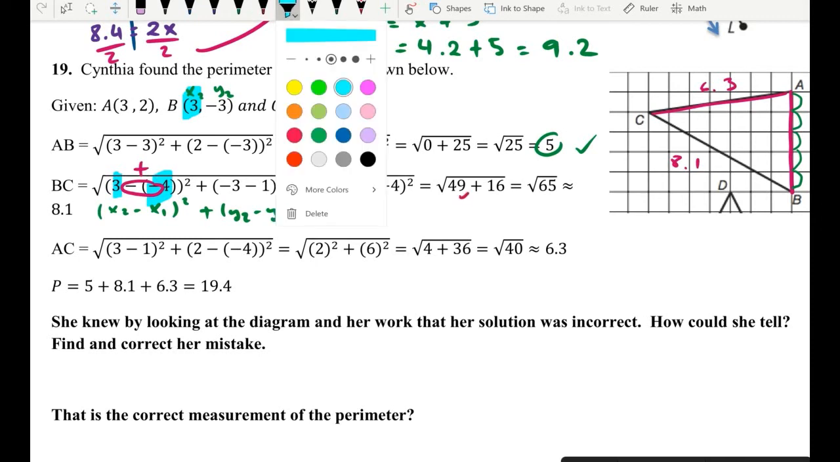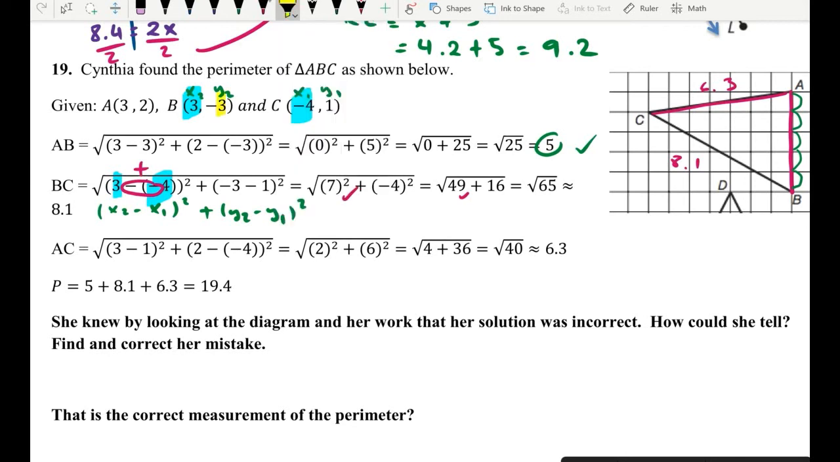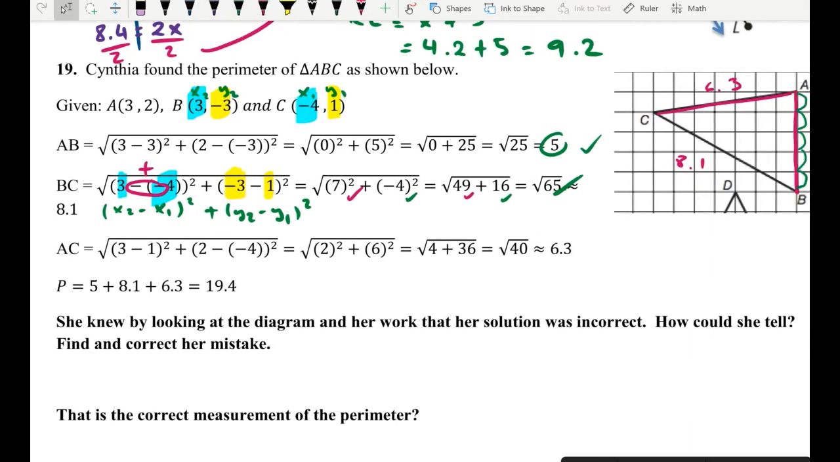Now we're going to look at y2. y2 is negative 3, yes. Minus y1, which is 1, yes. Negative 3 minus 1 is negative 4. Squared is 16. And 49 plus 16 is 65, yes. And square root of 65 is equal to 8.1. That's correct. So BC is correct. Now we go to AC.